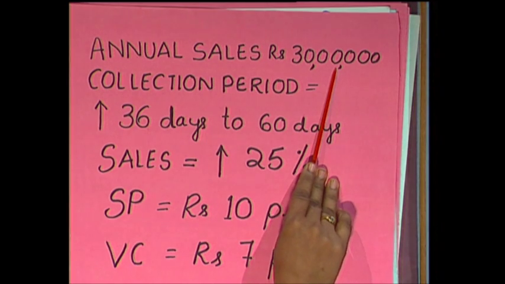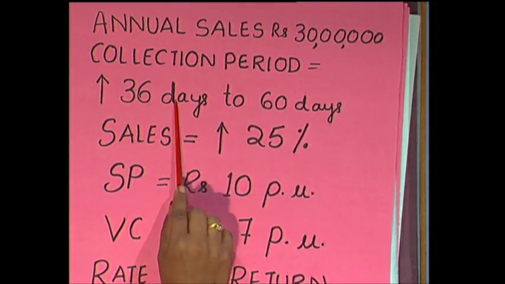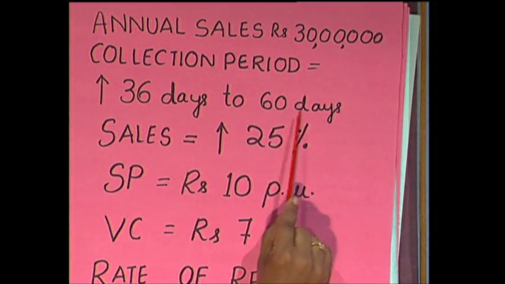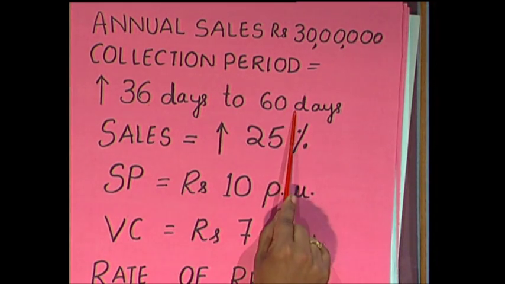Now let us see how we are going to calculate the benefit and cost and see whether a particular policy is to be followed or not. Earlier, let us say annual sales were 30 lakhs and collection period was 36 days. Now the management wants to increase the collection period from 36 days to 60 days. That means they want to extend credit from 36 days to 60 days. That means they are going towards the loose policy. Whether this policy is to be adopted or not, we have to make a decision.